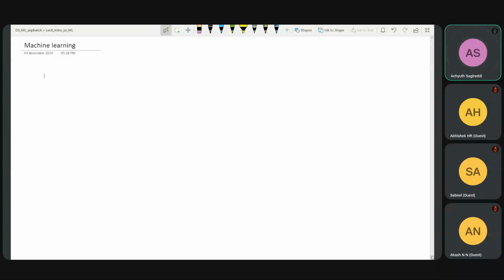Today's class we'll see about machine learning: what is machine learning and what are the types of machine learning, and we'll mostly see regression. Today we'll see the regression type. Firstly, let me explain about machine learning.